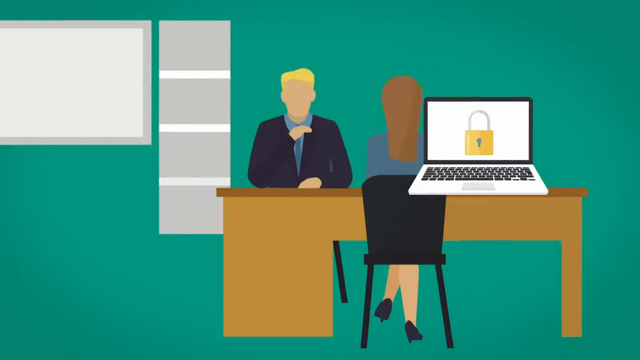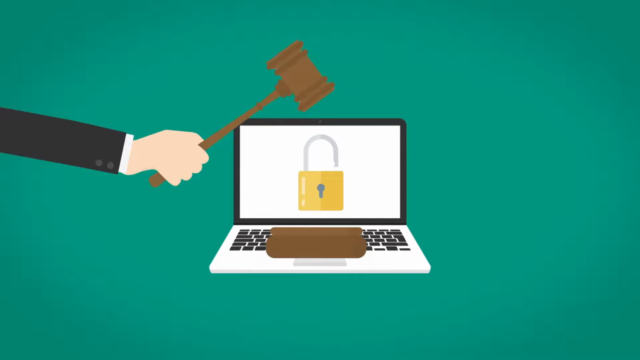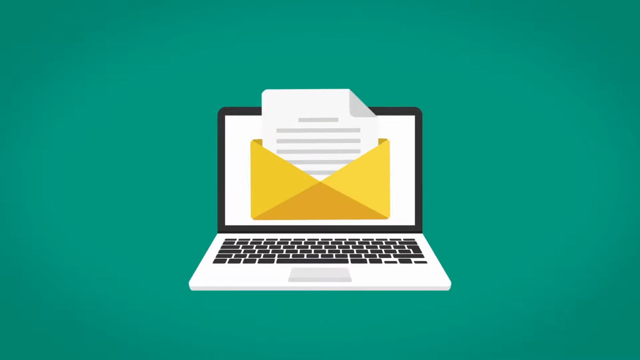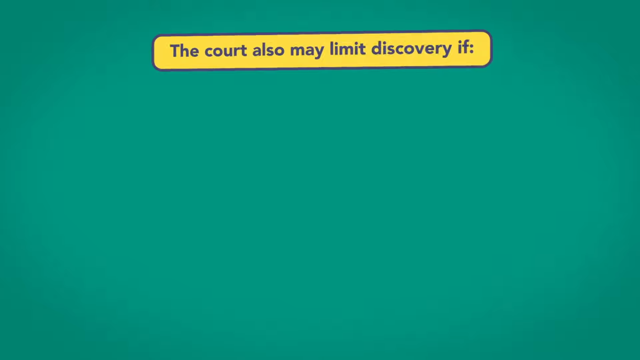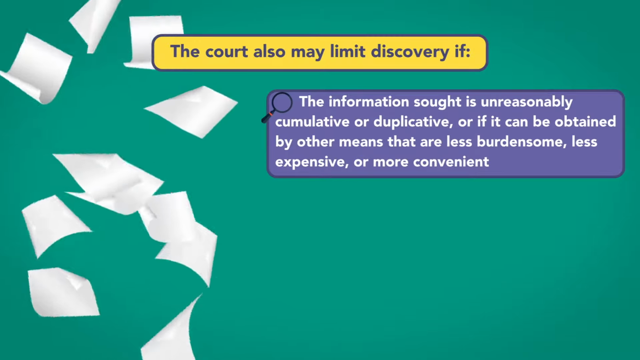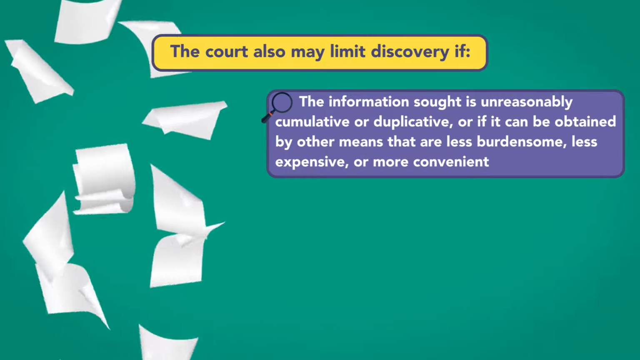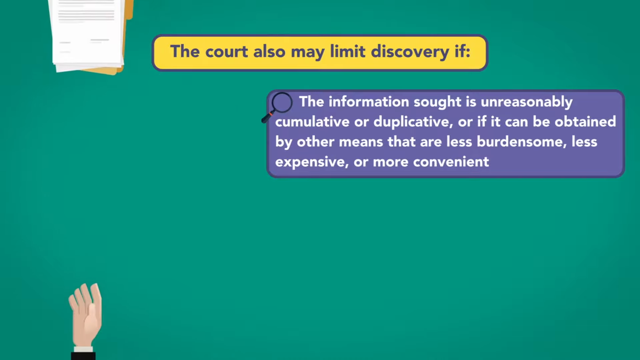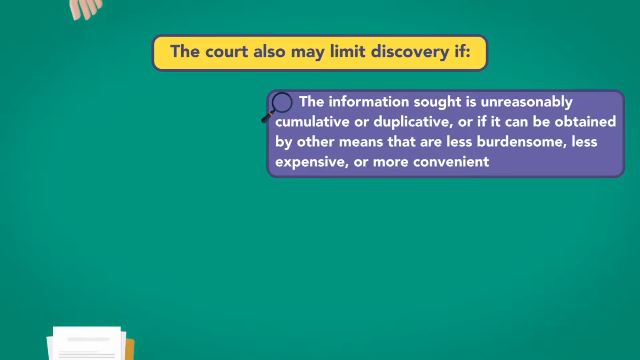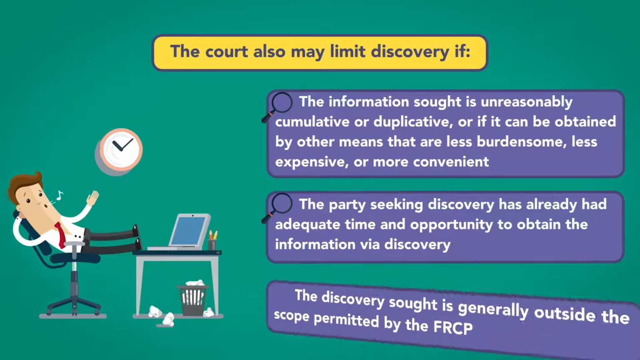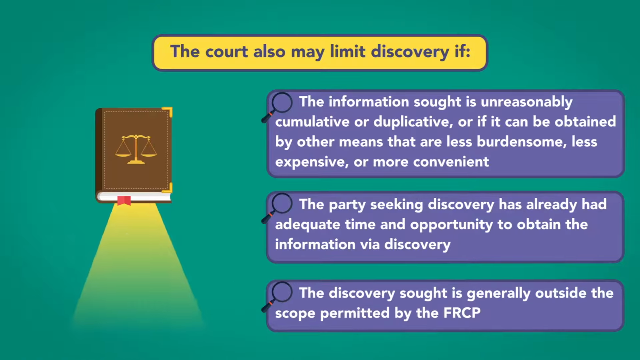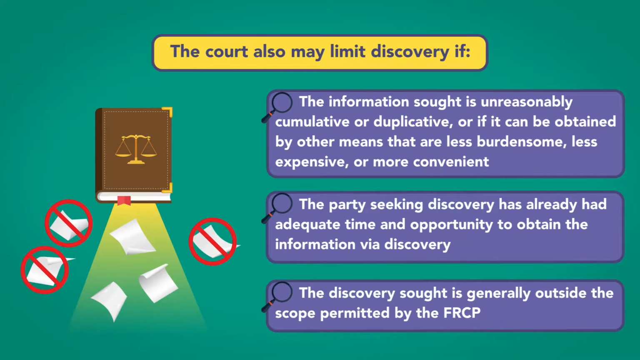The court may, however, order that even burdensome requests be complied with for good cause, which usually means that the information is important to the litigation and cannot otherwise be easily obtained. The court also may limit discovery if the information sought is unreasonably cumulative or duplicative, or if it can be obtained by other means that are less burdensome, less expensive, or more convenient. Or if the party seeking discovery has already had adequate time and opportunity to obtain the information via discovery, or if the discovery sought is generally outside of the scope permitted by the federal rules.